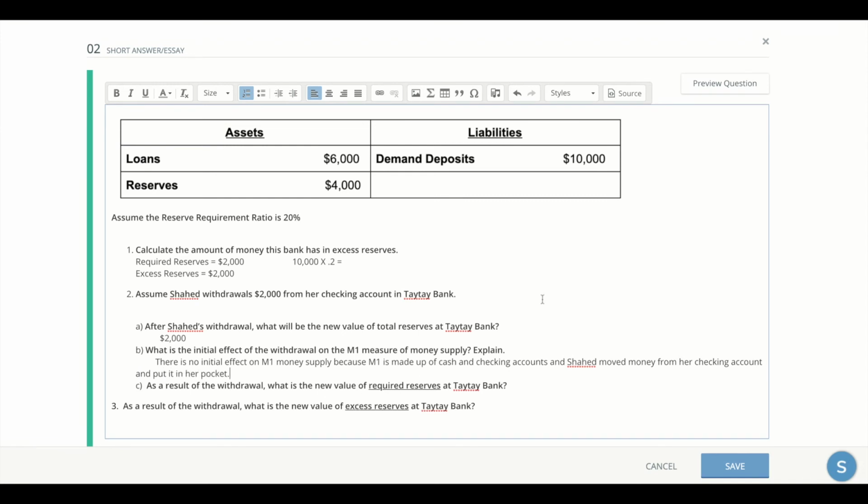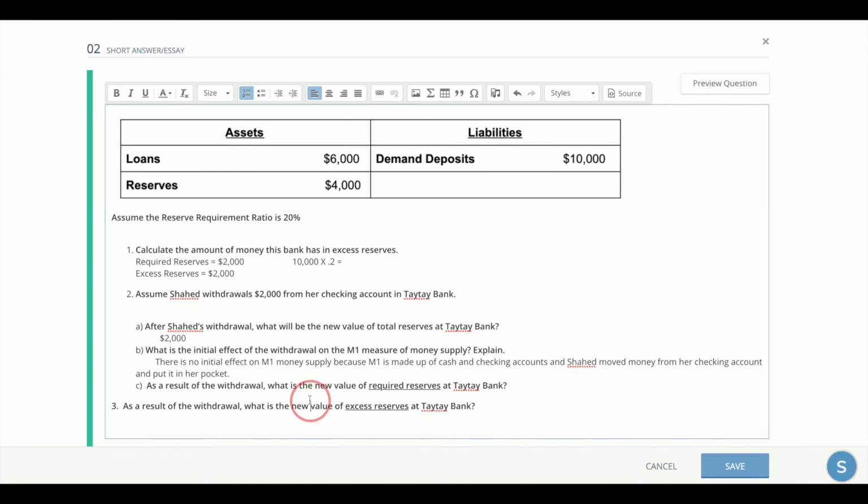and put it in her pocket. Both of those places, both her checking account and her pocket, are part of the M1 measure of money supply. So nothing changed. The only thing that would have changed is if she maybe moved it into her savings account, because savings would be M2. Or maybe if she put it in a certificate of deposit, because that would be M2 also.